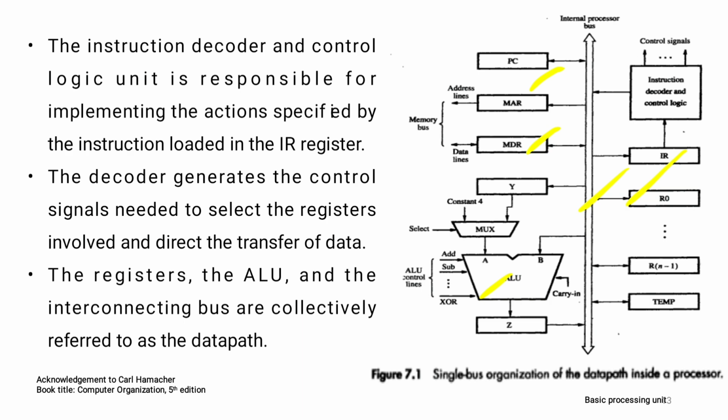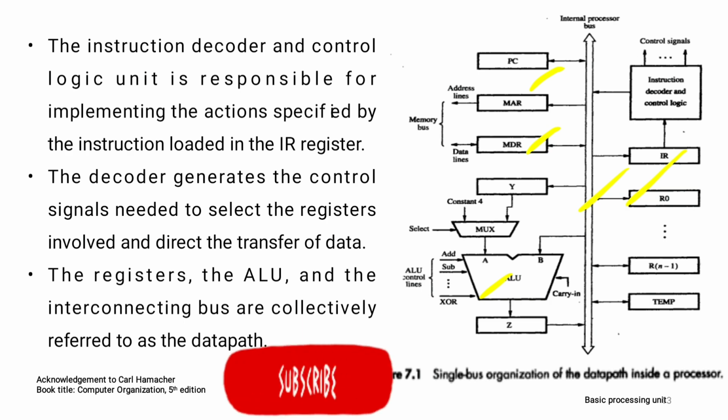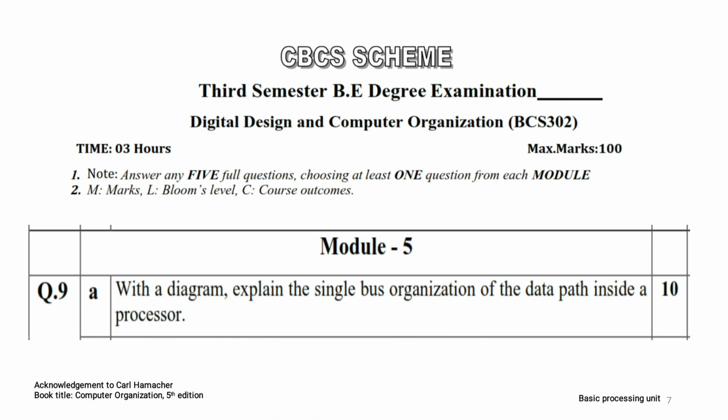So that completes the discussion. What was the question? With a diagram, explain the single bus organization of the data path inside a processor. Data path here means the ALU, the different registers and the interconnecting bus all together form the data path, and the corresponding discussion is completed.